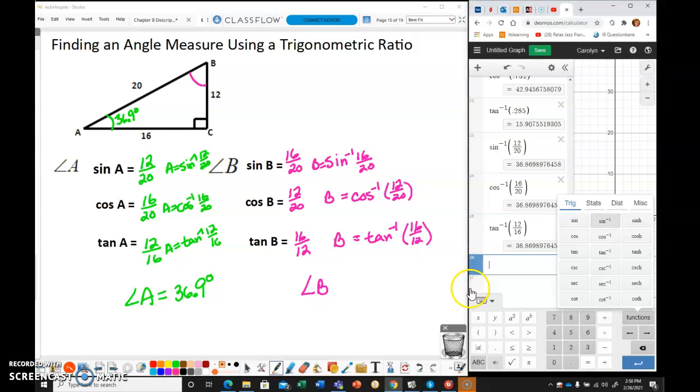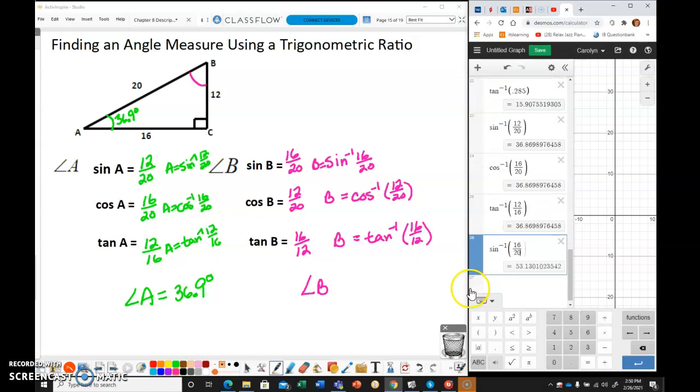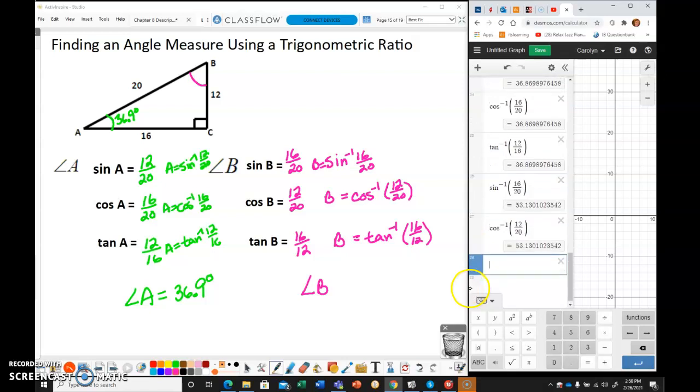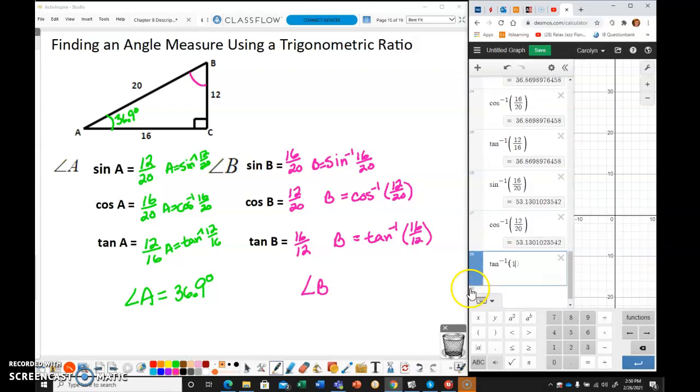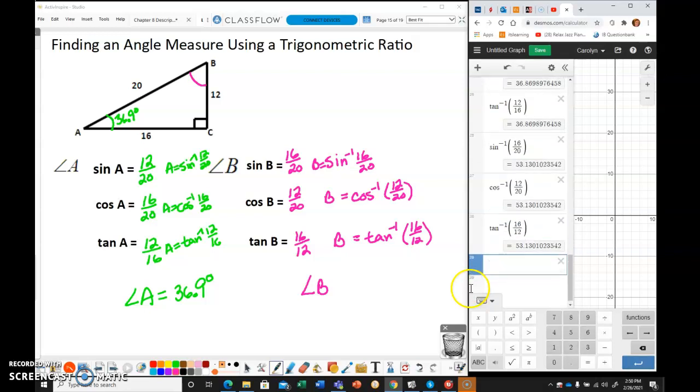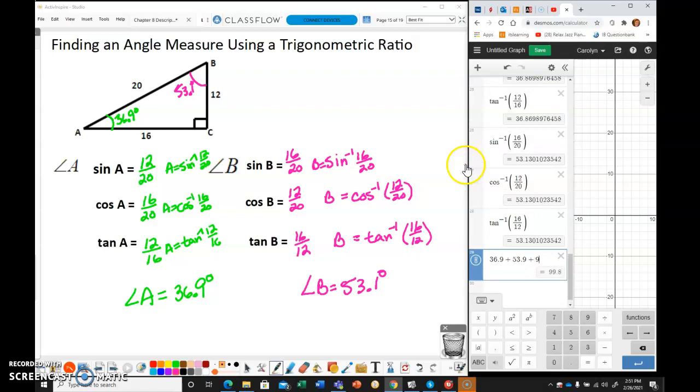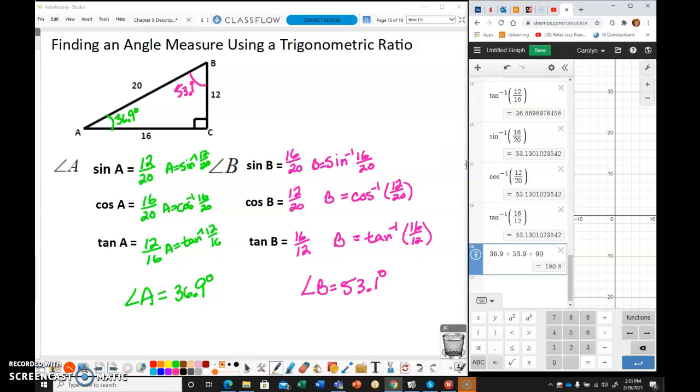So inverse sine of 16 over 20, inverse cosine of 12 over 20, and inverse tangent of 16 over 12. And you'll see they all got me 53.1 degrees. And I bet you now, if I take all three of these angles and add them together, I should get 180. So 36.9 plus 53.9 plus the 90-degree angle that was there. And you see I end up with a little bit extra.